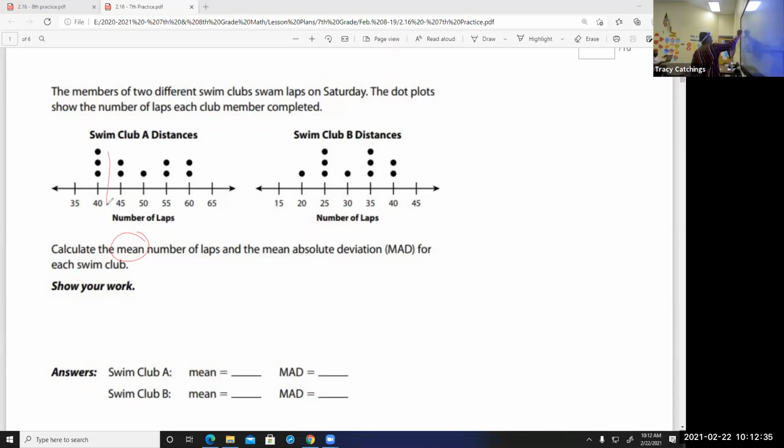All right, when I find the mean with dot plots, I always do 1 row at a time. 40 times 3 will give us? Good job. 45 times 2. 90. I see we got 150. 55 times 2. 60 times 2. Good job. And then I will add all those up.